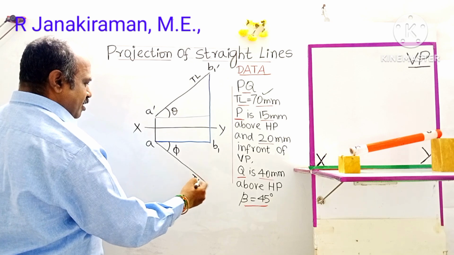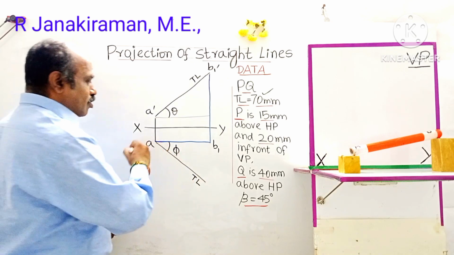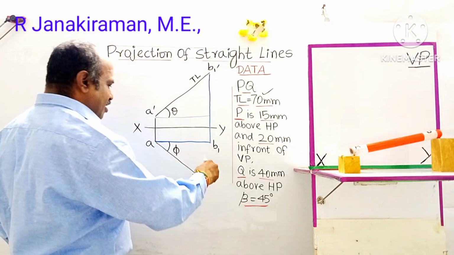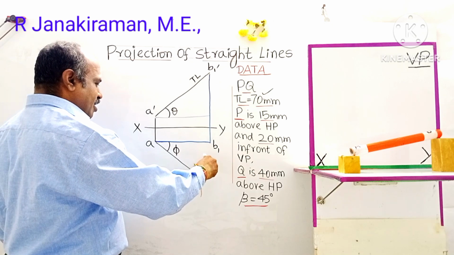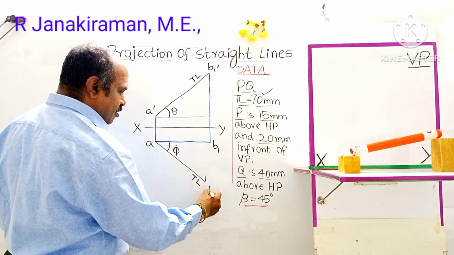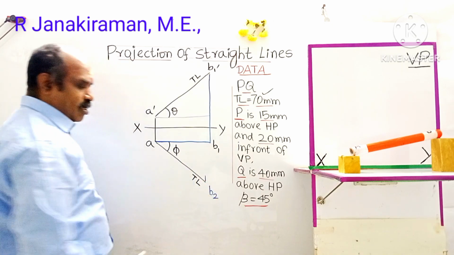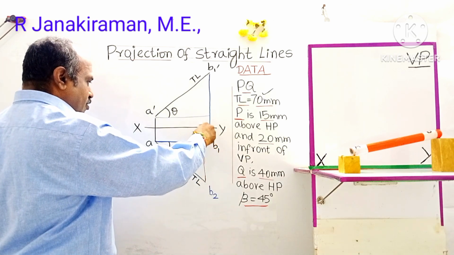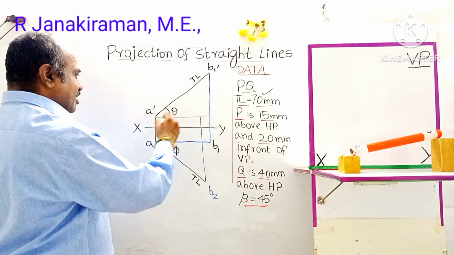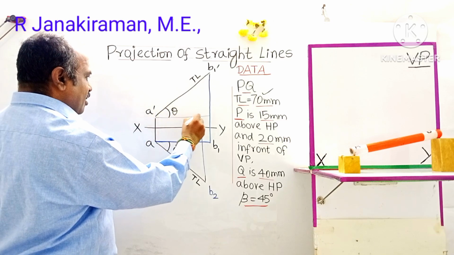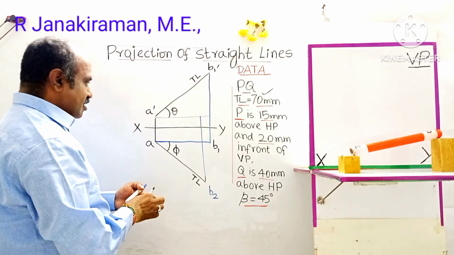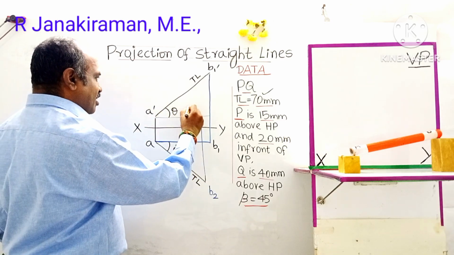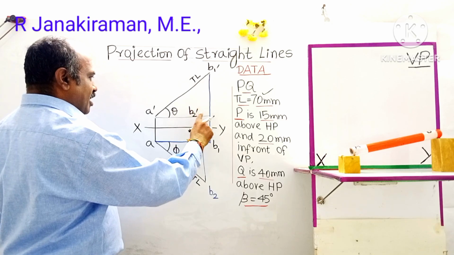Here draw one horizontal locus line. Before that, draw a vertical projector from this point. This point shall be marked as B2. Understand? From B2, draw a vertical projector where it intersects with the horizontal locus line passing through point A dash. This point shall be marked as B2 dash. The remaining you can erase.